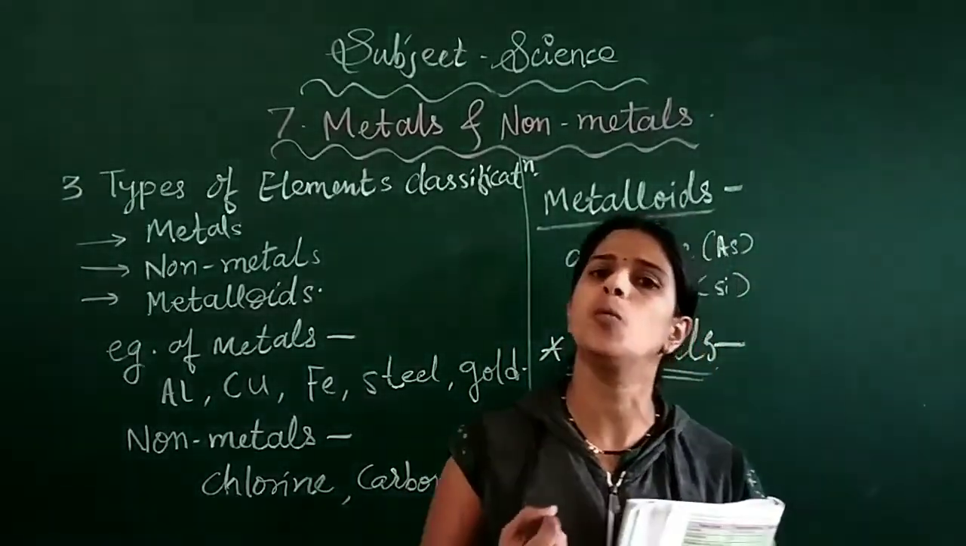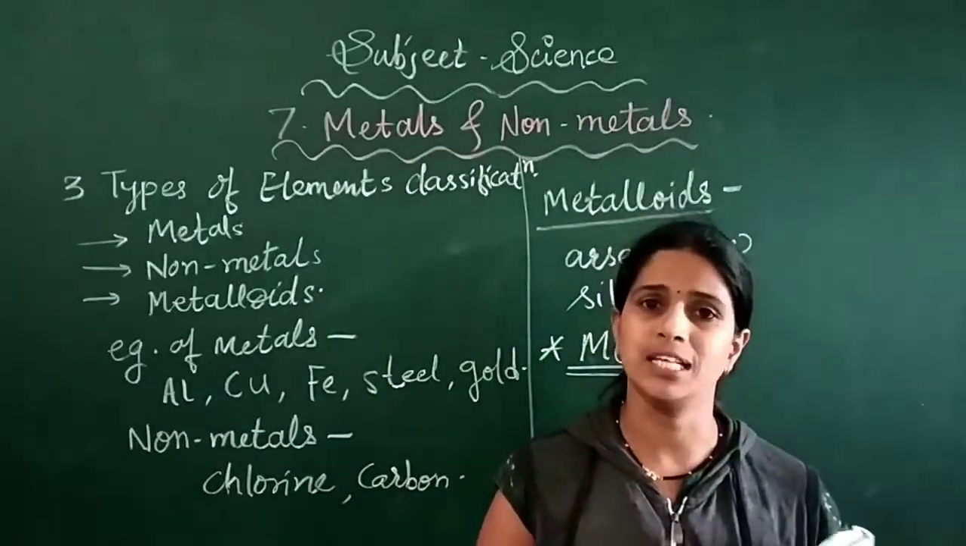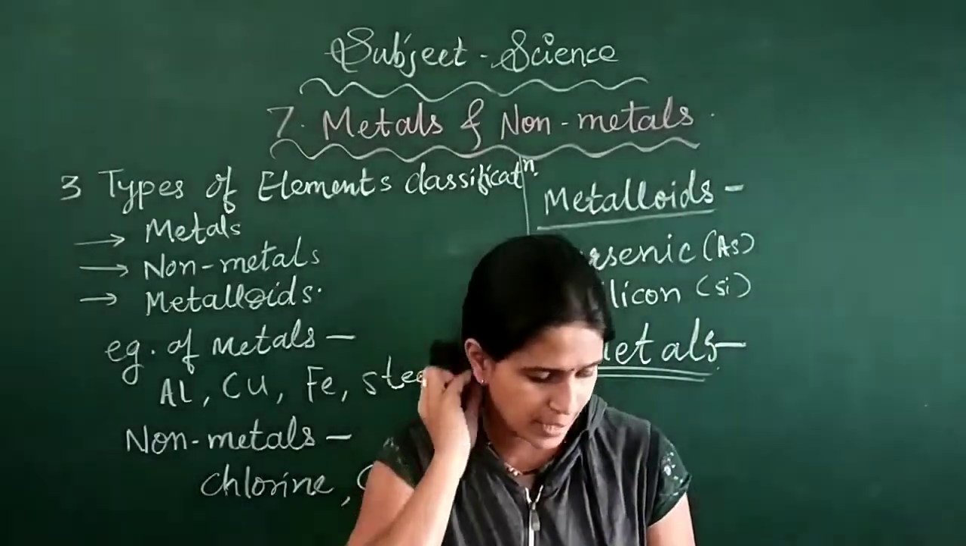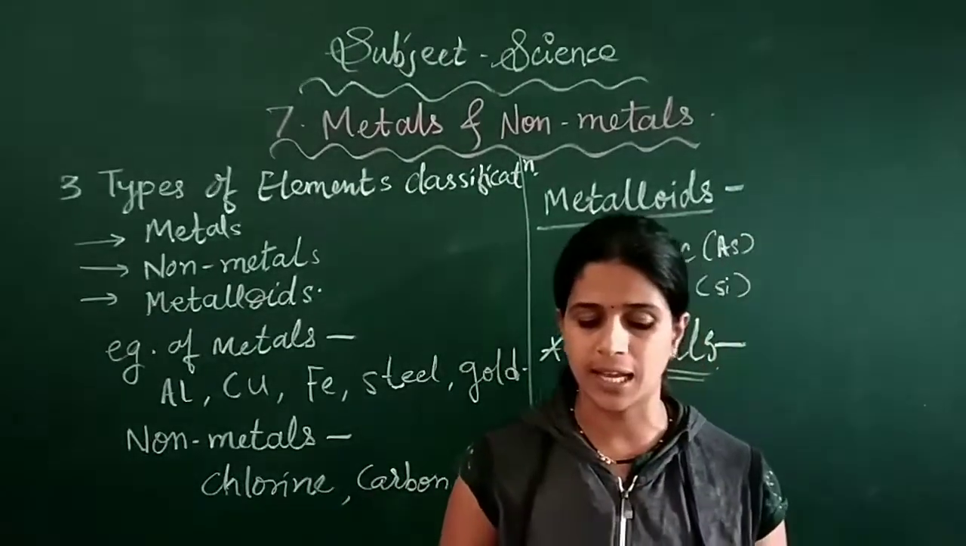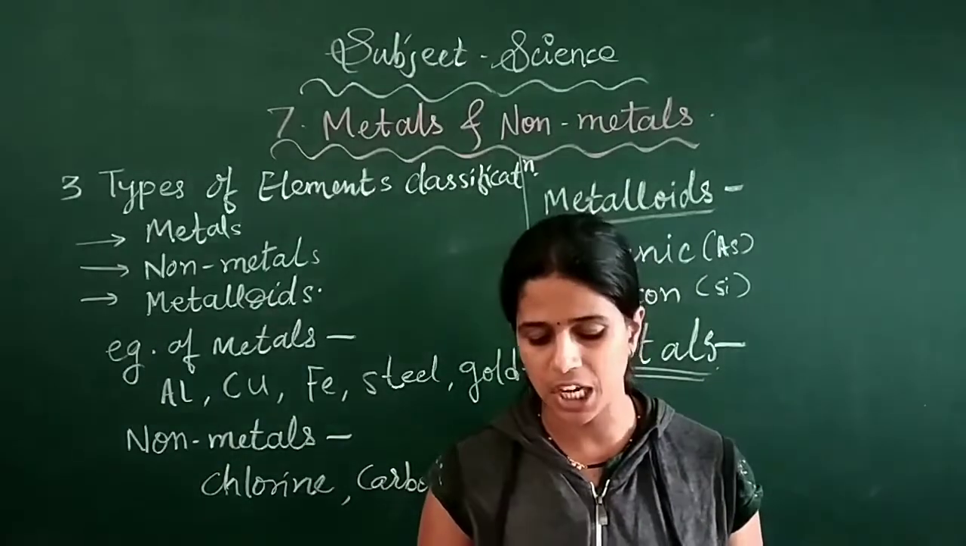So if we strike on a metal, a sound comes, and that property is called sonority. So these are all about the metals. We discussed today metals and their physical properties. Again I am explaining to you, they have a physical state, luster, that is the shining.